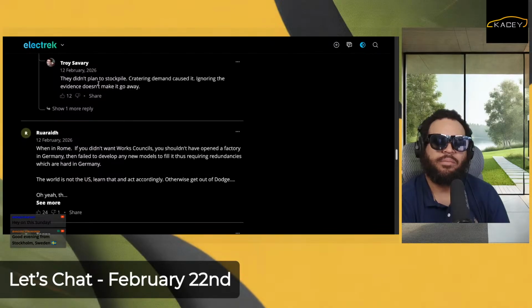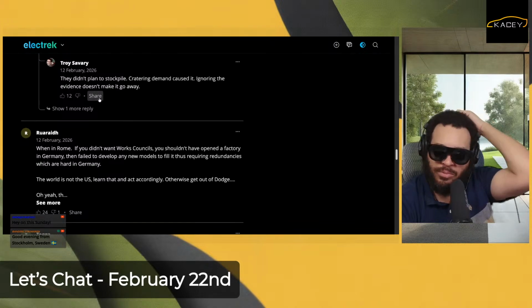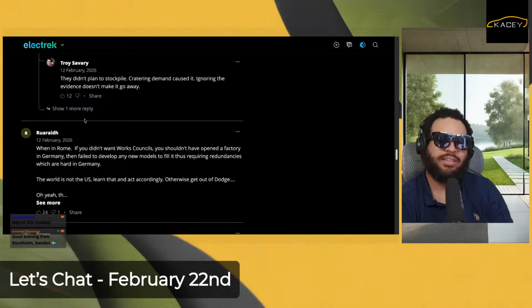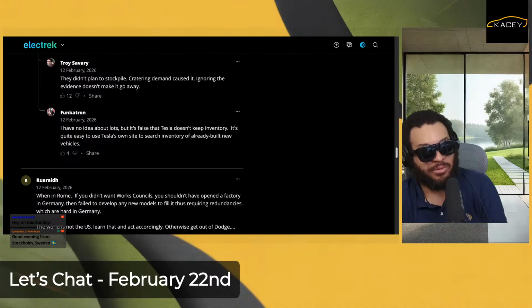They didn't plan to stockpile. Creating demand caused it. Ignoring the evidence doesn't make it go away. So 28% drop is not a cratering demand. I mean, it's bad, but it's not enough to fill the lot. If anything, it should go from empty to having 28% of the cars on it.